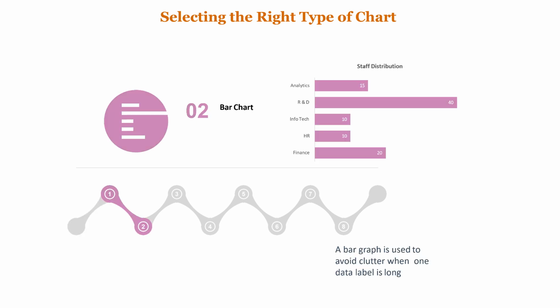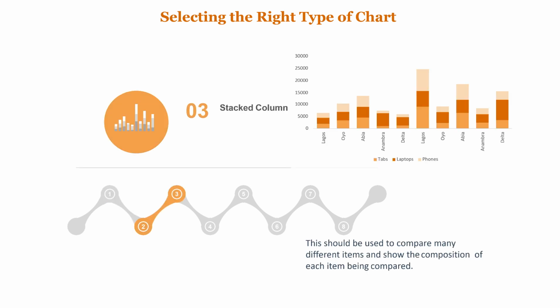We also have a bar chart. What the bar chart, or bar graph, does for us is basically help avoid clutter. When data labels are too long, just like you saw earlier, we have no option but to use a bar chart to declutter things. Another option is the stacked column chart.